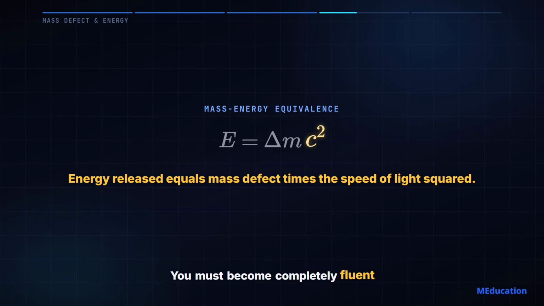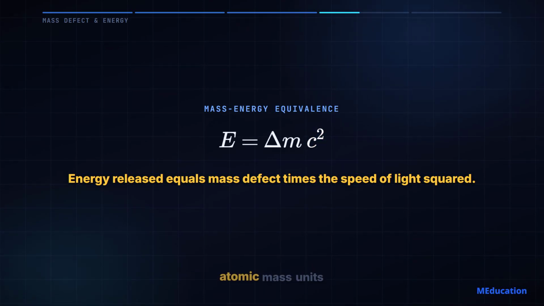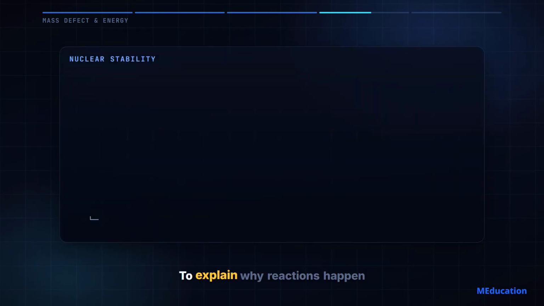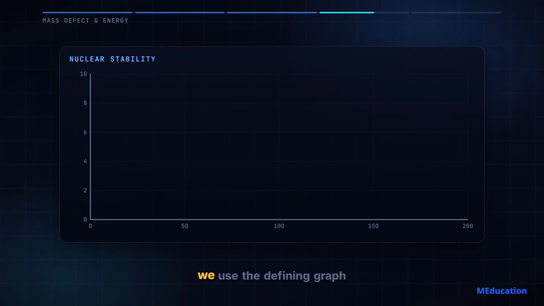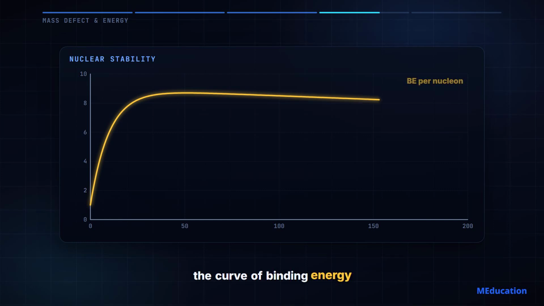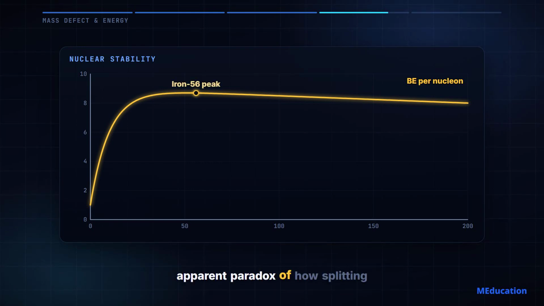You must become completely fluent in converting between kilograms, atomic mass units, and mega-electron volts. A single misplaced power of 10 here will cascade through a 4-mark calculation. To explain why reactions happen at all, we use the defining graph of the unit, the curve of binding energy per nucleon. You will use this peak at iron 56 to explain the apparent paradox of how splitting heavy nuclei and fusing light nuclei both push nuclides higher up the stability curve.